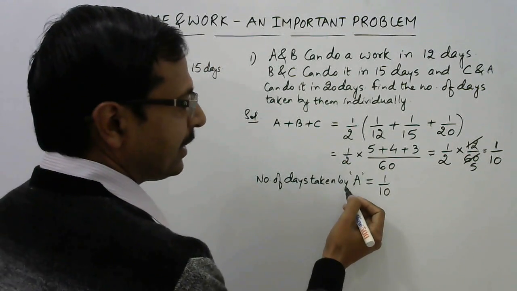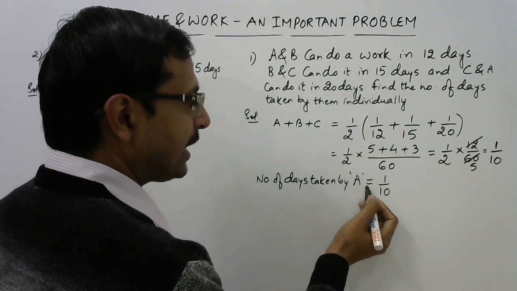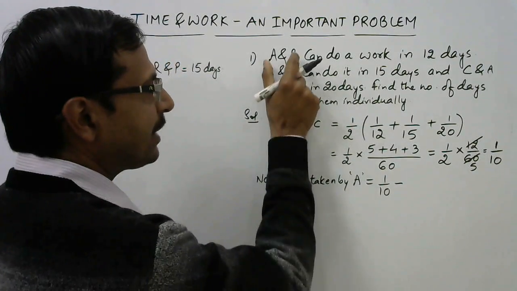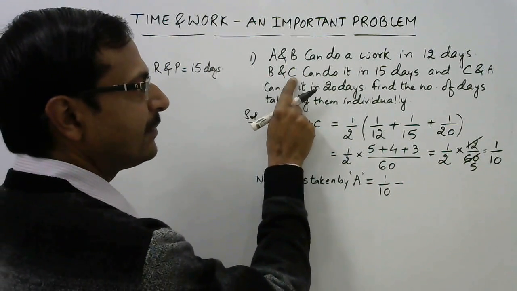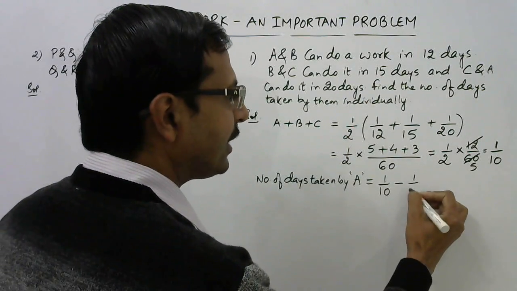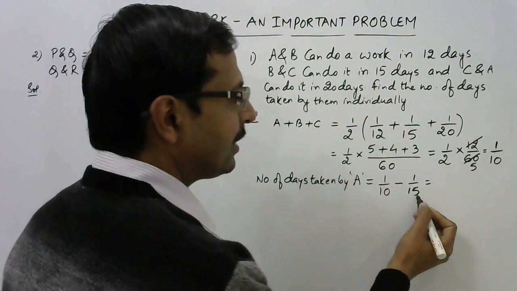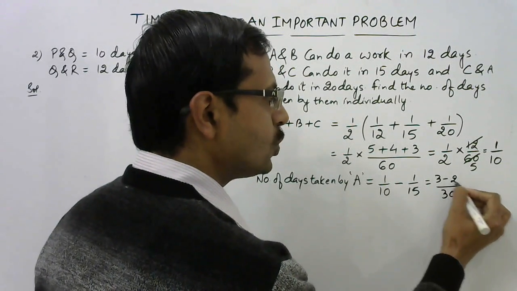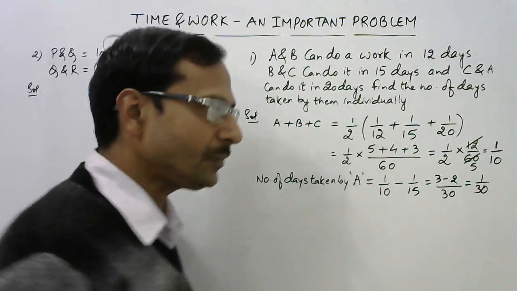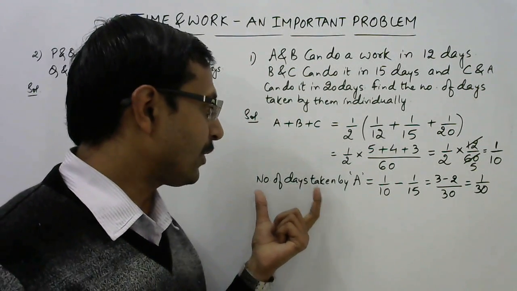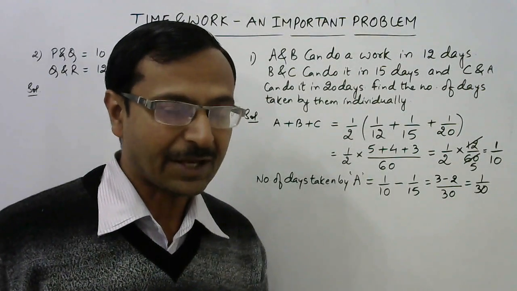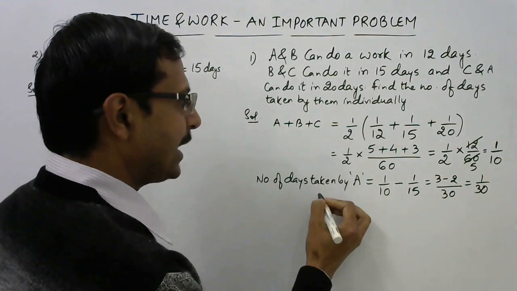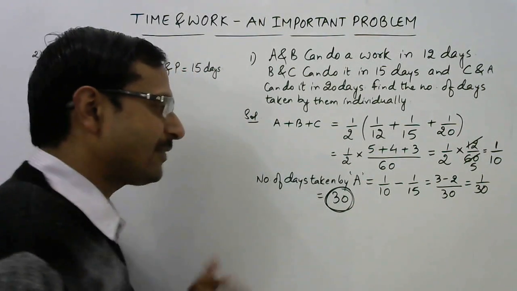The number of days taken by A is calculated by taking 1 by 10 and then subtracting. Now see, we need to calculate A. So take the pair which does not contain A. Here it is B and C. They do it in 15 days. So subtract 1 by 15 from this. For 10 and 15, the LCM is 30. So we have 3 minus 2, 1 by 30. So now we have obtained 1 by 30. It is not the number of days actually, so you need to take the reciprocal. So the number of days taken by A will be the reciprocal of this, that is 30 days. So this is the first answer.